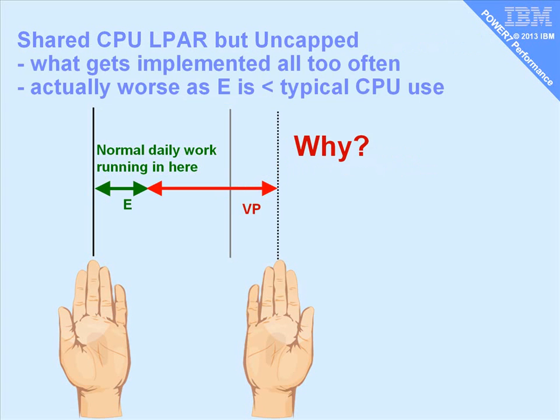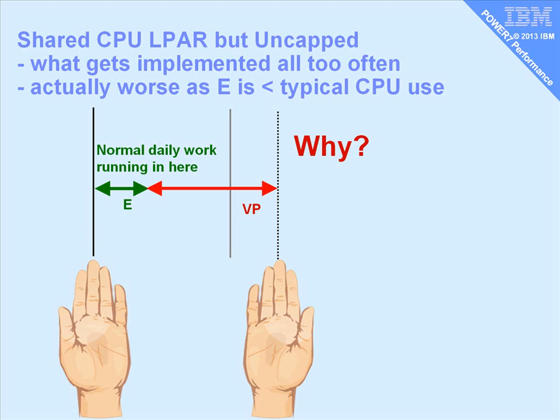When we get a shared and uncapped, all too often we get something like this. We actually reduce the entitlement to much lower than it really needs to run, and then we put a great big VP number in here to make up the difference, so we're back up to the 100%. It's almost the exact opposite of an 80-20 rule. I'm not quite sure why we tend to do that as default.